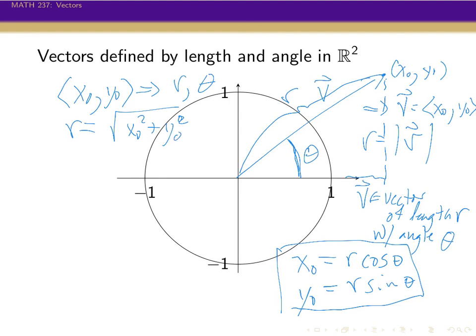How can we get that angle there? Well, we're going to have to use the fact that the slope, y naught over x naught, is going to be equal to the tangent of this angle. And so if we want to solve for theta there, theta is going to be the arctan of y naught over x naught.